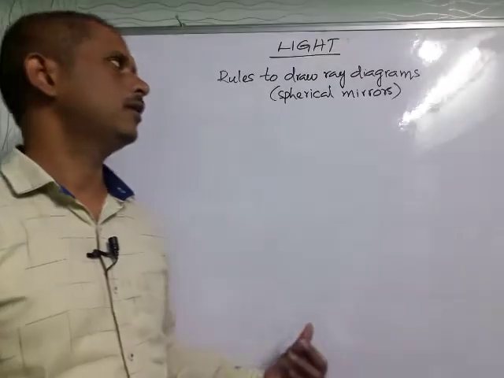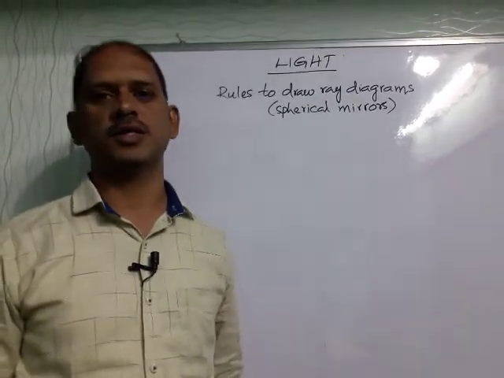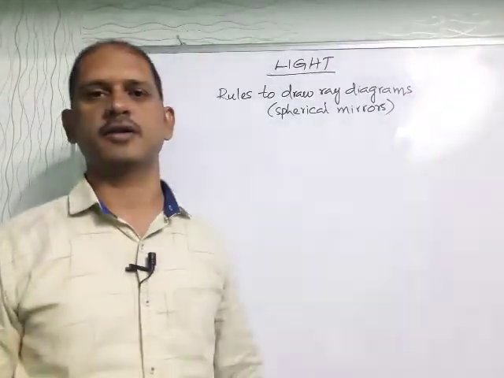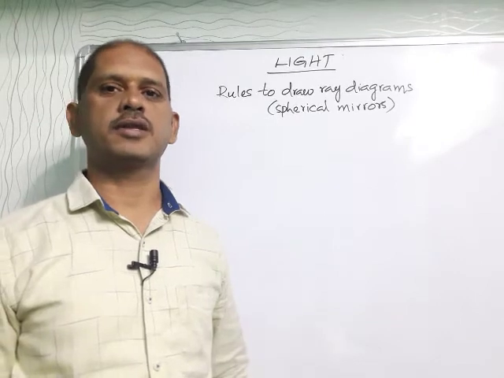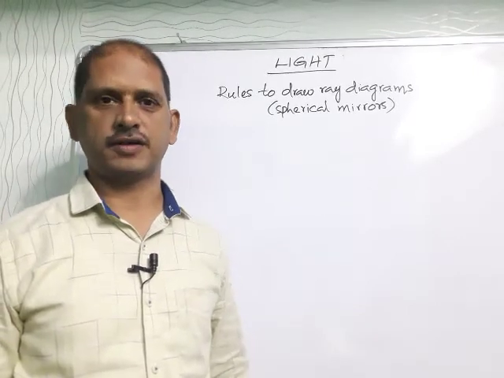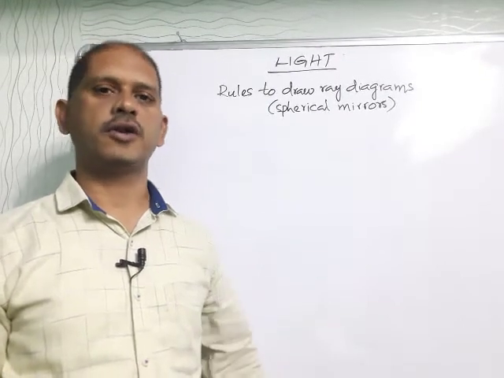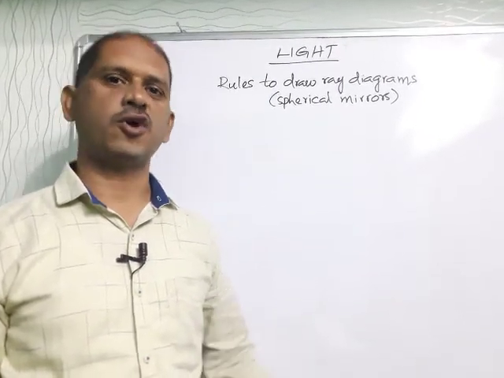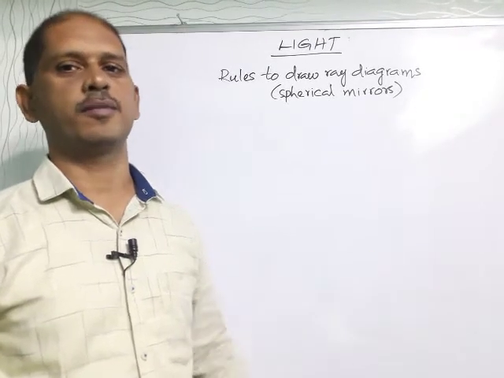Now in front of spherical mirrors, if you keep any object, it will form images. We can observe the images in the mirrors, same as in plane mirrors. But in spherical mirrors, the image properties may be different. So to understand the properties of the images, we can draw ray diagrams. By drawing the ray diagrams, we can understand the properties of images formed by spherical mirrors.